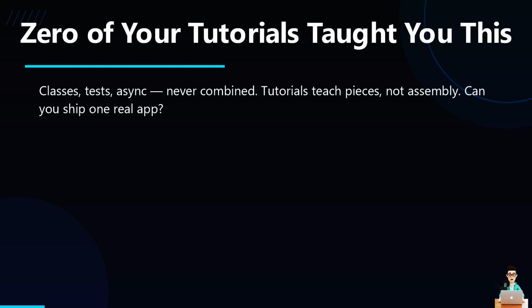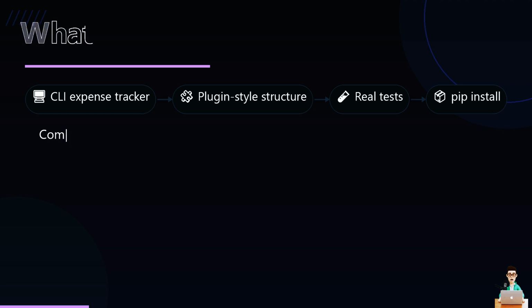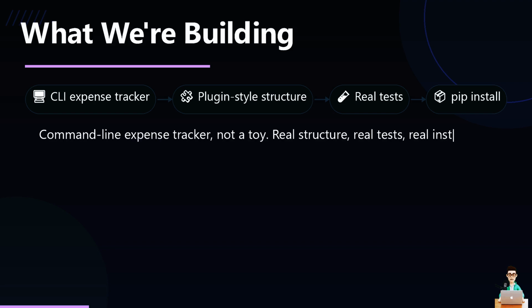Tutorials teach you pieces, a lesson on classes, a lesson on testing, a lesson on async, but never how they sit in one project together. You don't need some separate architecture course for this, you already know every piece we're about to combine. By the end, you'll watch one small app grow from a single file into something you can actually hand to someone else. Here's the target, a command line expense tracker.